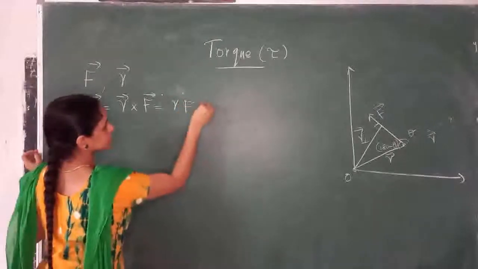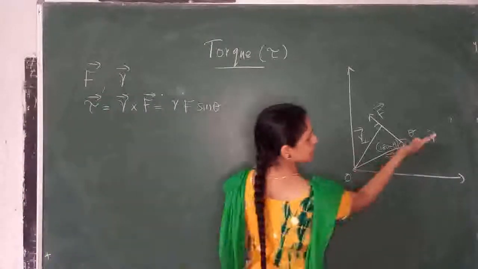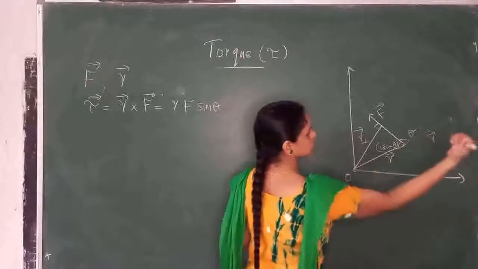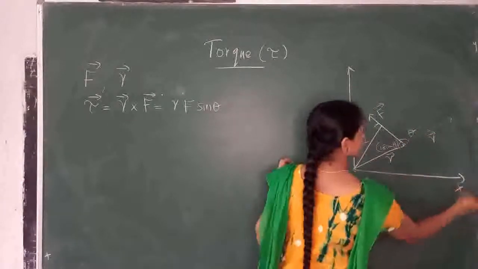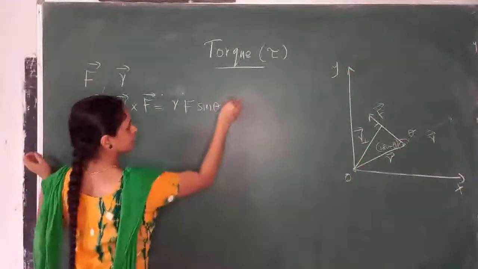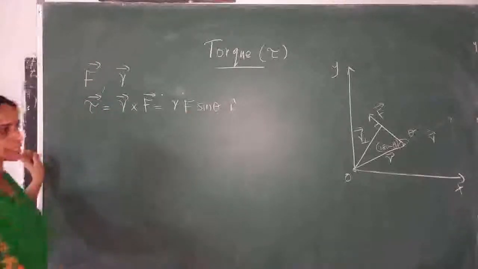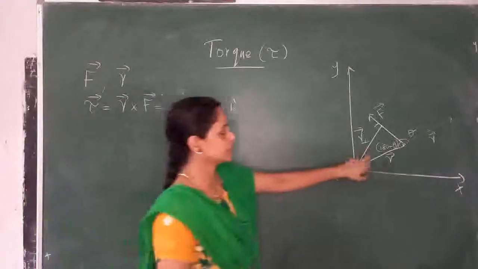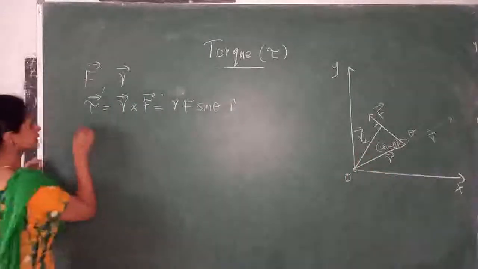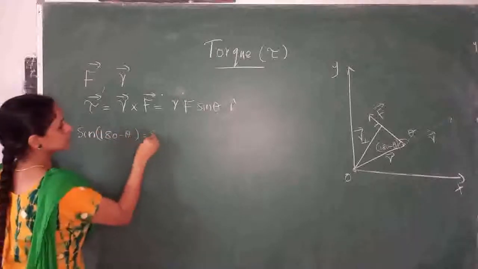modulus R F sin theta. Since it is the xy plane, and you can see that R is in this direction, F is in this direction, the torque is out of the plane since it is the xy plane. So this is in the k cap direction. This is actually representing R F sin theta. So we can take this as 180 minus theta here. So we can take sin 180 minus theta, which is equal to sin theta.